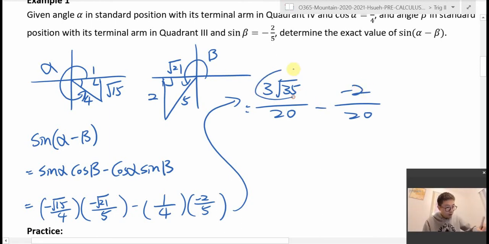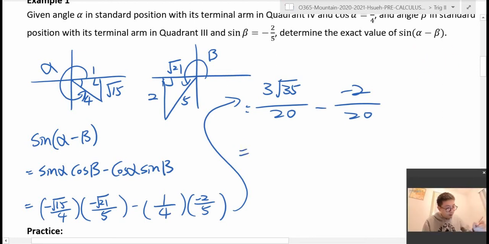Okay, if you don't know how I got 3 root 35, you can just simply put it into a calculator, or you can just leave it as 15 times 21. You need to use prime factorization. Okay, so I'm not going to go over that. If you need some help with that, let me know.